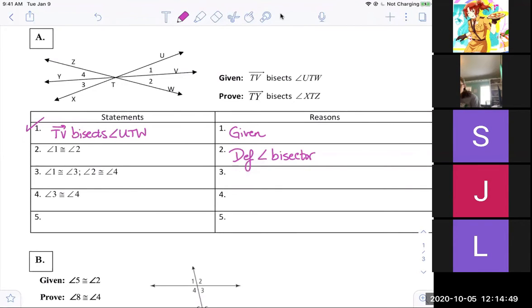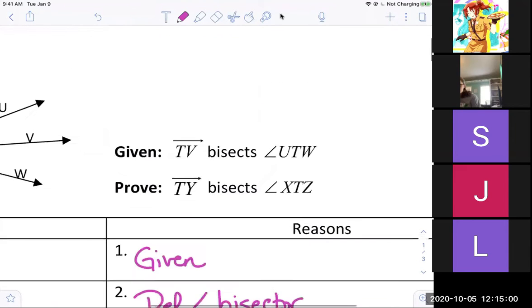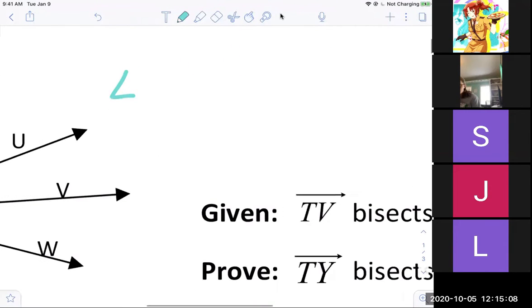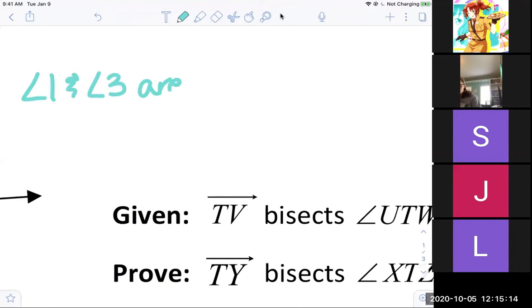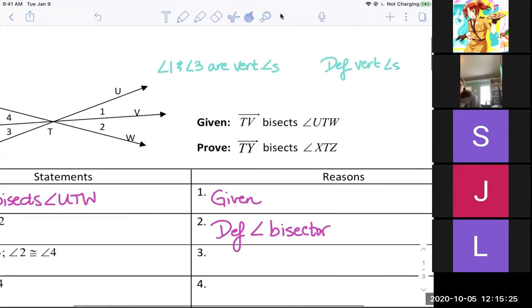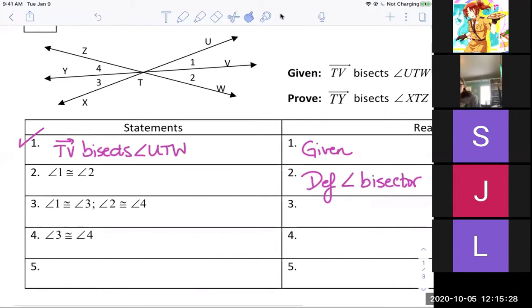Okay, it is. That's a really common mistake. It is because they're vertical, but it's not definition. The definition of vertical angles would be if you just looked at the picture and said 1 and 3 are vertical angles or 2 and 4 are vertical angles. If I just identified them, like I know what vertical angles are, and those are vertical angles, then the reason would be definition of vertical angles. But that's not what this step is saying. We're skipping that step and saying these are vertical, therefore they're congruent.